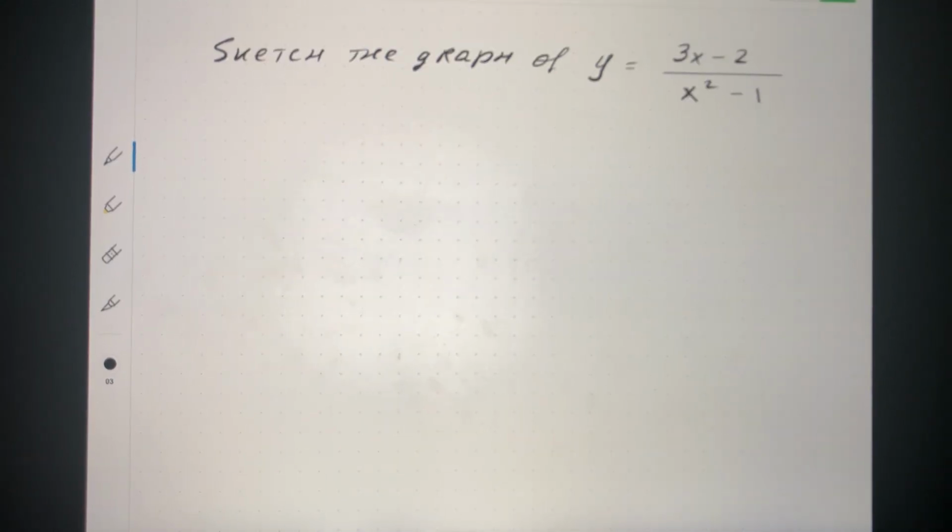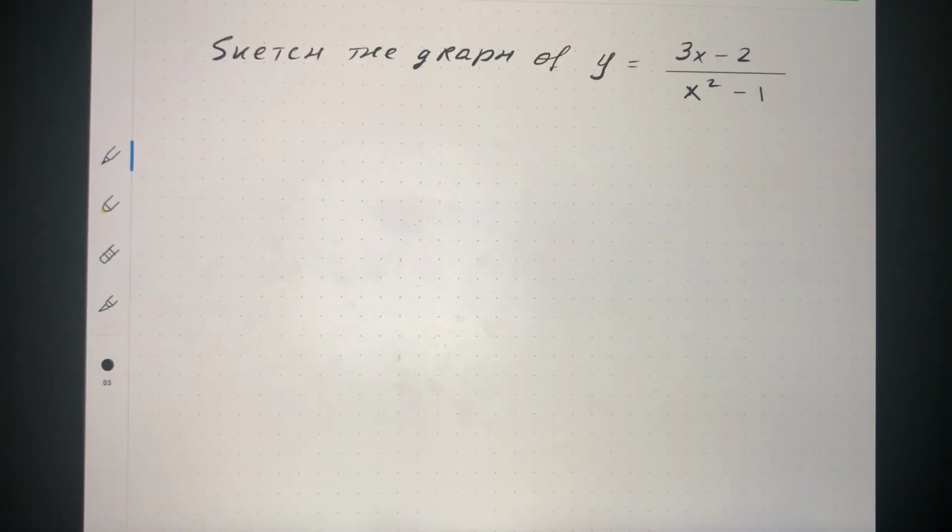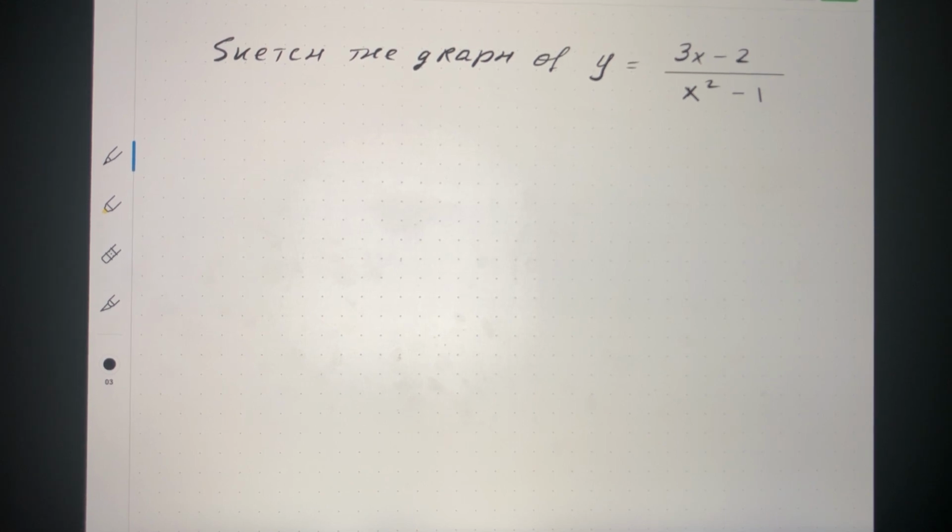In this video, let's make a picture of a rational function. When we make a sketch by hand, we have to collect some key information. One of them is the intercepts. There are two kinds, the x and the y. To find the y-intercept, we make x equal 0.